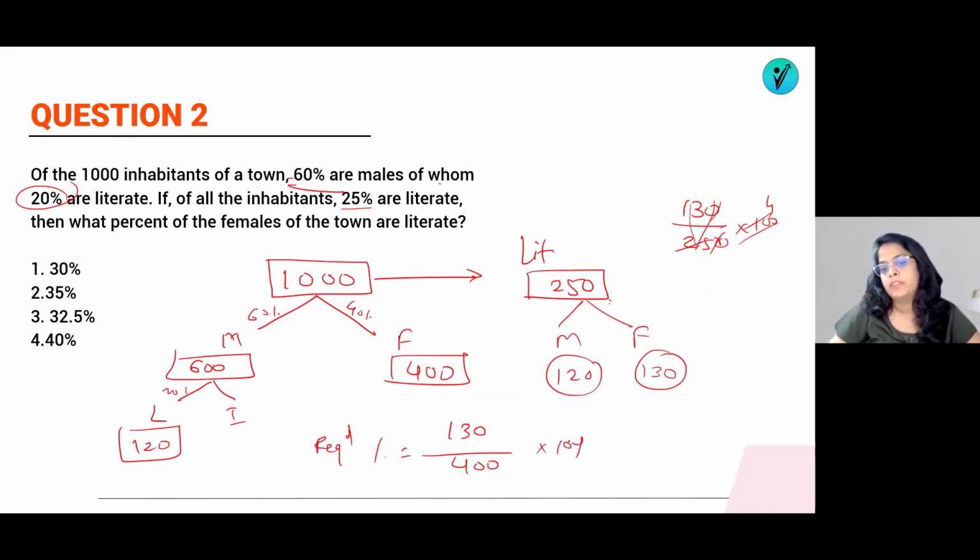So how much percentage will be there? The double zero cancels. 130 by 4 will be how much? 32.5%, right? So the answer will be option number 3. That is, 32.5% of females are literate. So I hope you get this. Then we will go for the next question.